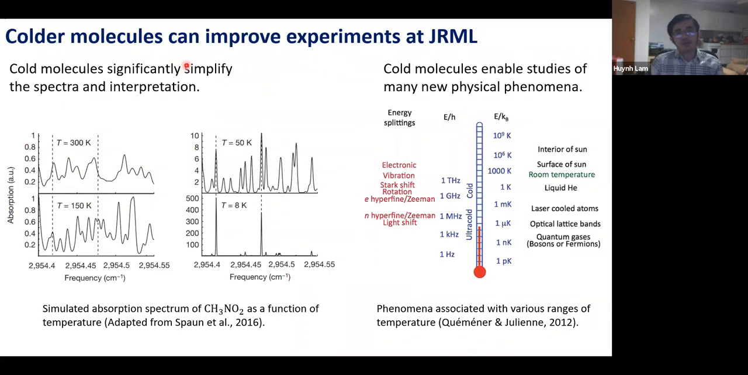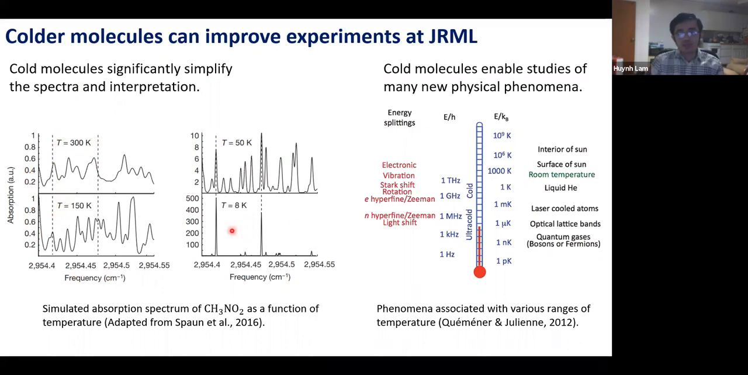So first of all, why do we need cold molecules and how can cold molecules improve the experiments at JRML? The first reason is that cold molecules will significantly simplify the spectra and the interpretation of the experiment. On the figure on the left, you can see the simulated absorption spectrum of CH3NO2 at different temperatures, from room temperature down to about 8 Kelvin.